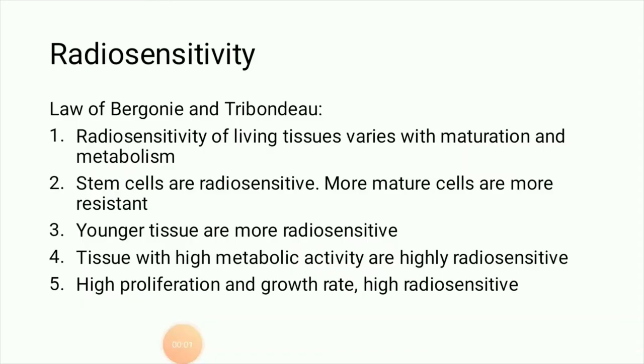Okay, according to the law of Bergonié and Tribondeau, there are five criteria inside the radiosensitivity itself. First, radiosensitivity of living tissue varies with maturation and metabolism. Second, stem cells are radiosensitive. More mature cells are more resistant. Number three, young tissues are more radiosensitive. Number four, tissues with high metabolic activity are highly radiosensitive. Number five, high proliferation and growth rate, high radiosensitivity.